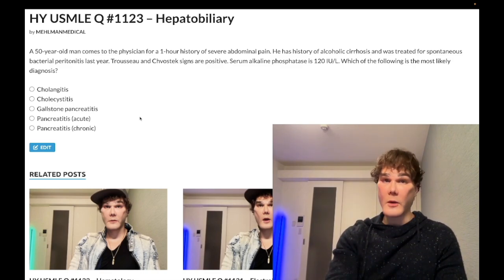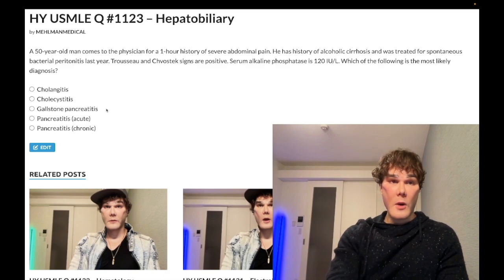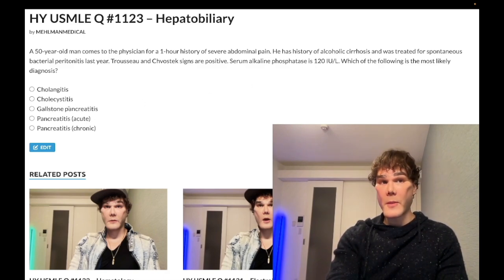Choice C, gallstone pancreatitis, wrong answer. And you know it's wrong because our ALP is not elevated. This is a form of choledocholithiasis, which means stone in the biliary tree. We said cholelithiasis, stone in the gallbladder. So choledocholithiasis is when the stone has descended distally enough in the common bile duct where it's blocked off the hepatopancreatic ampulla, causing obstruction of the pancreatic secretions. We call that gallstone pancreatitis.